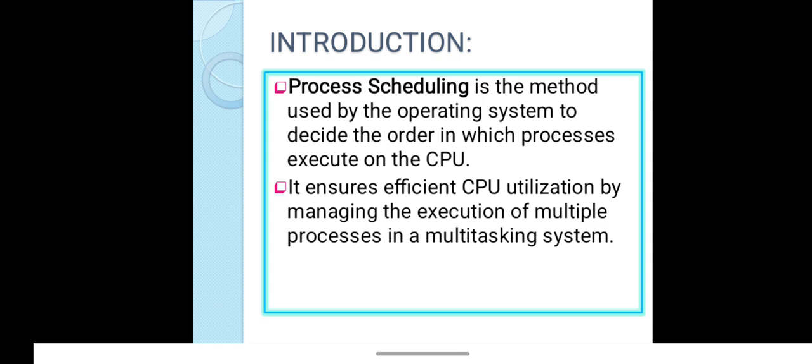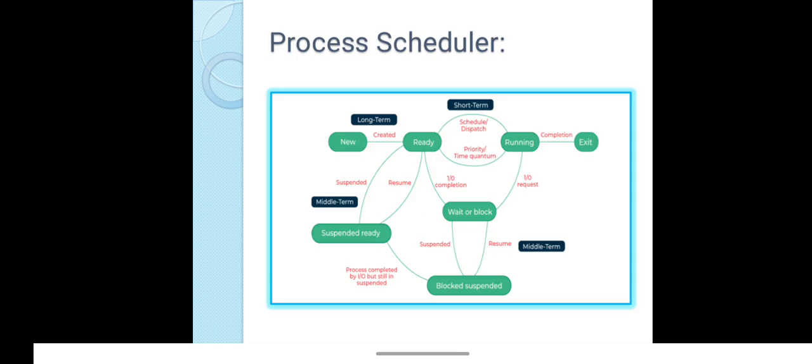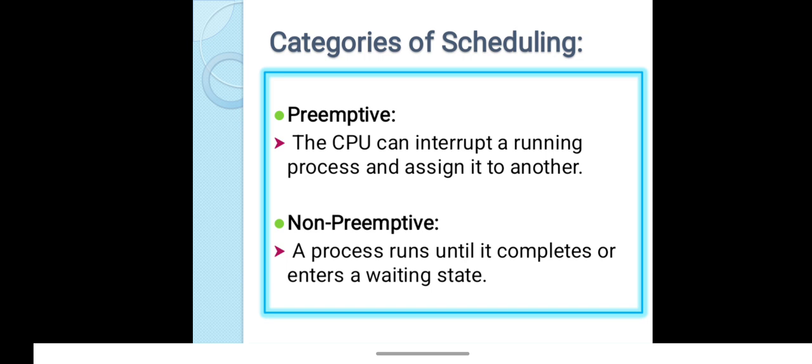The objective of multi-programming is to have some process running at all times so as to maximize the CPU utilization. And this picture shows how the processes work in multiple tasks. It has some terms: long term, short term and medium term. We categorize the scheduling into preemptive and non-preemptive. In preemptive, the CPU can interrupt the running process and assign it to another.